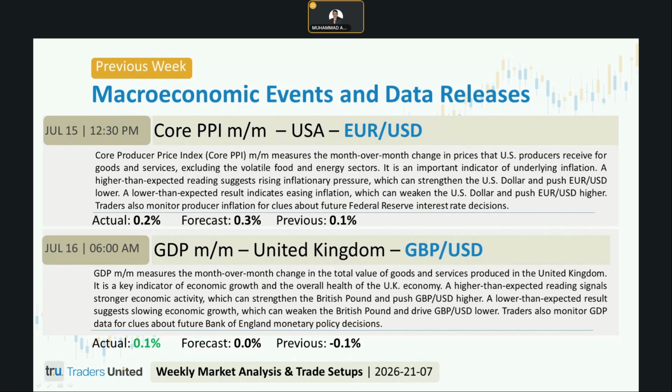The stronger than expected GDP report confirmed that the UK economy performed better than markets had anticipated, providing support for the British pound. Currency markets reacted positively as traders increased expectations that stronger economic growth could support the Bank of England's policy outlook. Following the initial reaction, currency traders continued to monitor upcoming UK economic data, Bank of England communications, US economic releases, and overall market sentiment for confirmation of the broader market trend.